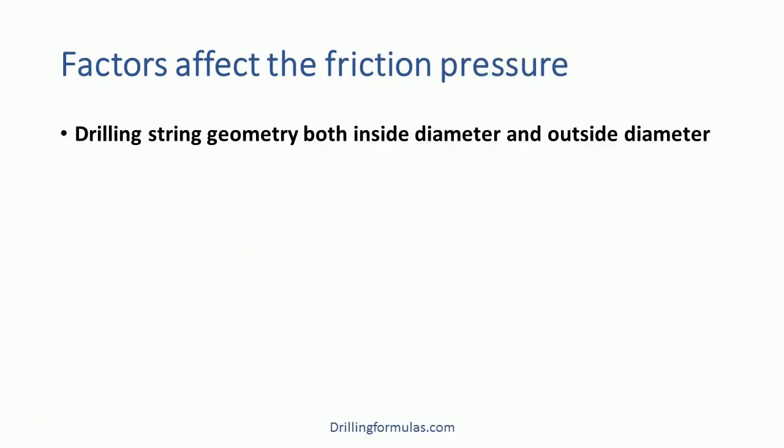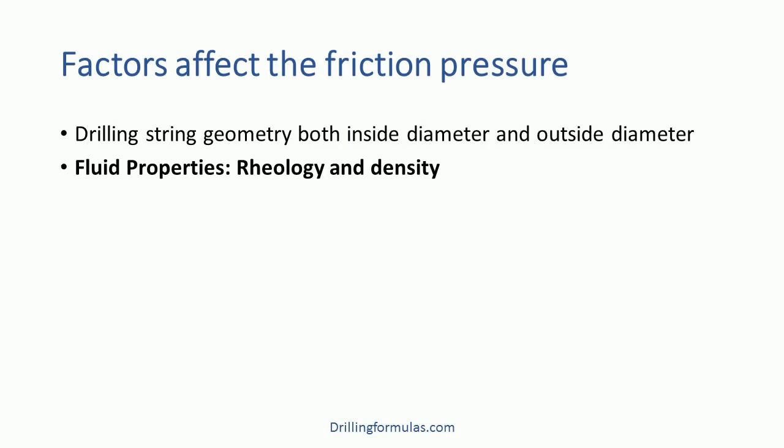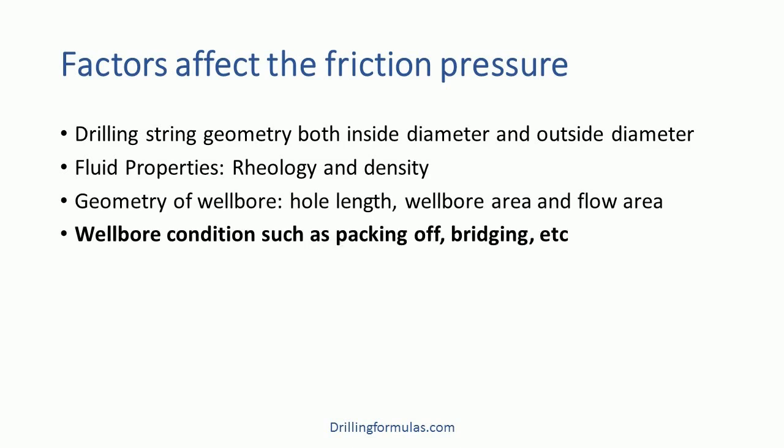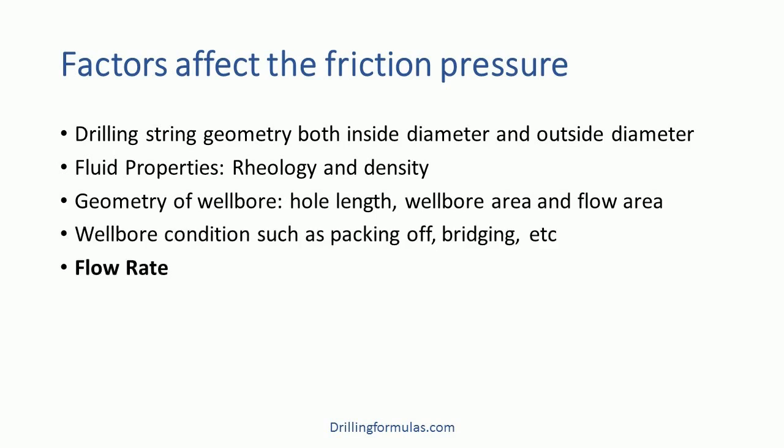Factors affecting the friction pressure are drill string geometry, both inside and outside diameter. Fluid properties, rheology and density. Geometry of well bore such as hole length, well bore area and flow area. Well bore conditions such as packing off, bridging, etc. Flow rate, pipe movement and pipe rotation.